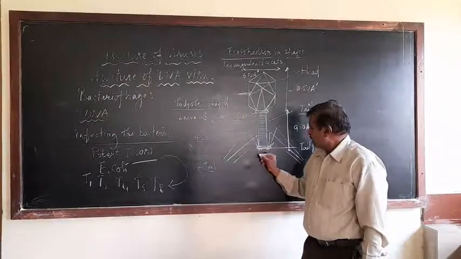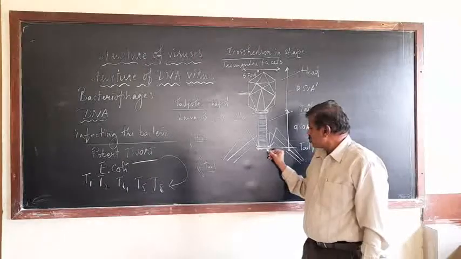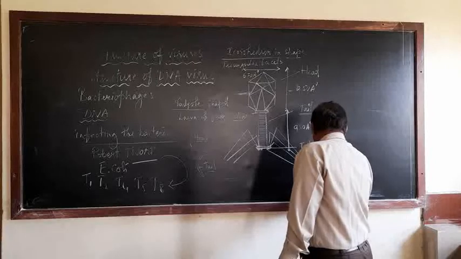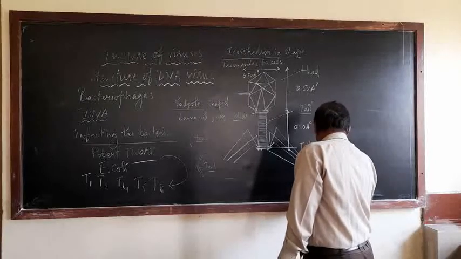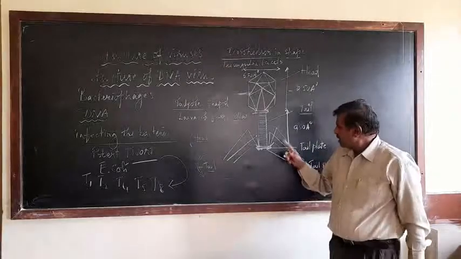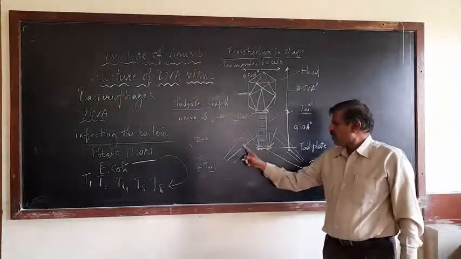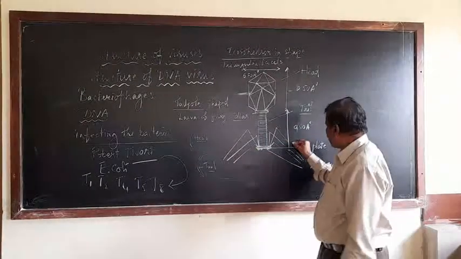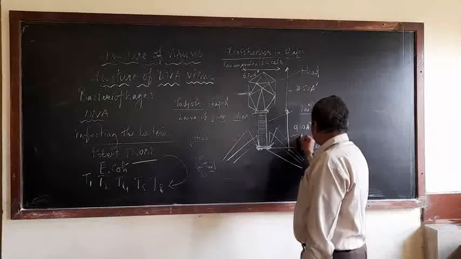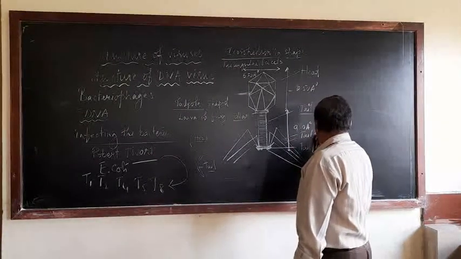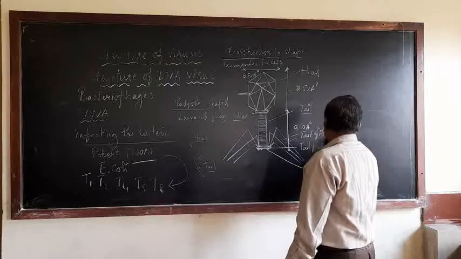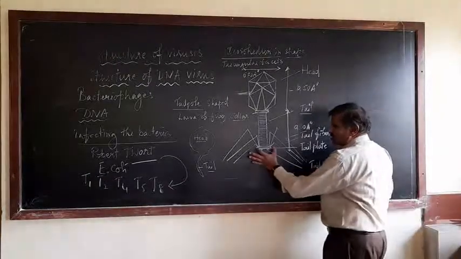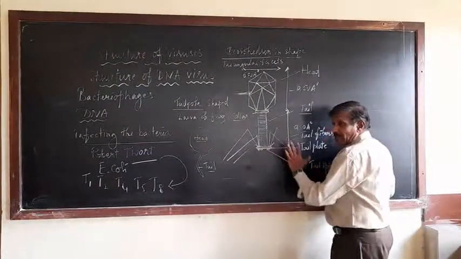Look here. The tailplate contains spine-like structures. These spine-like structures are usually called tail spikes. And these are the fiber-like structures, looking like insect legs. We call them tail fibers. Tail fibers and tail spikes are the structures which are attached to the tail.